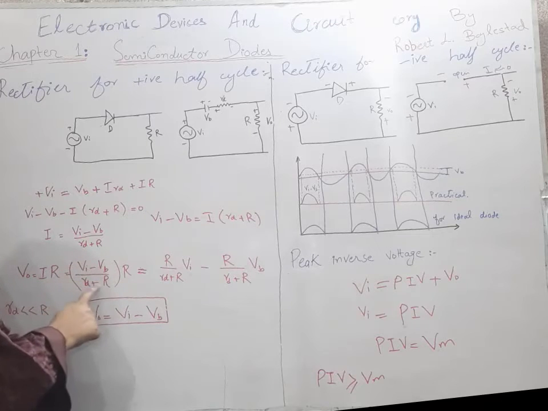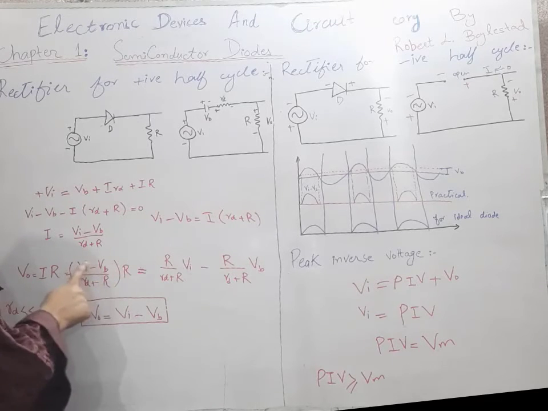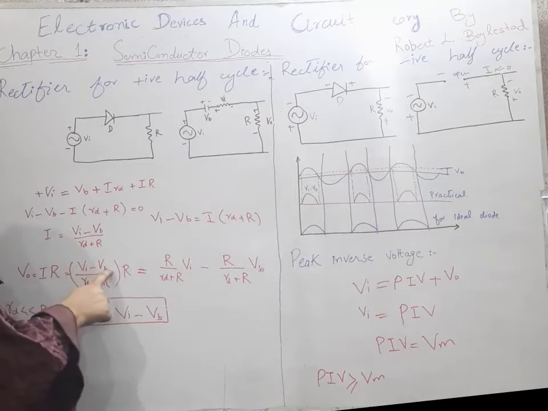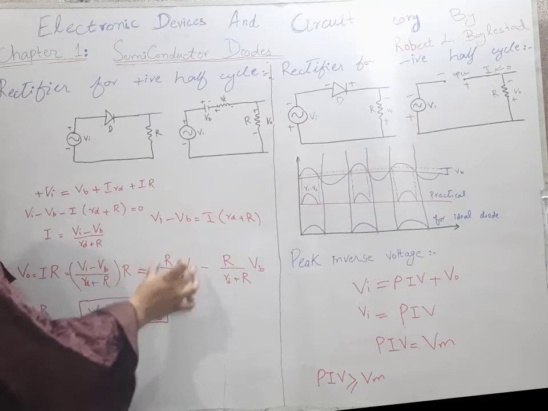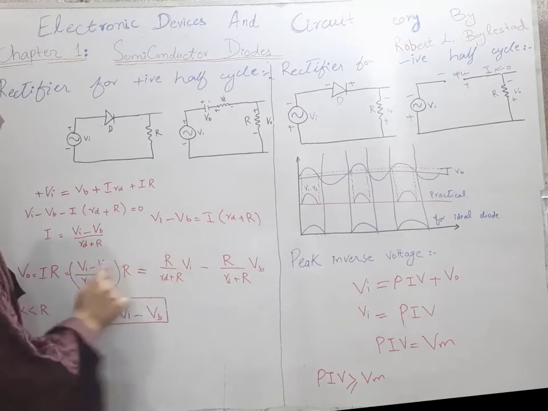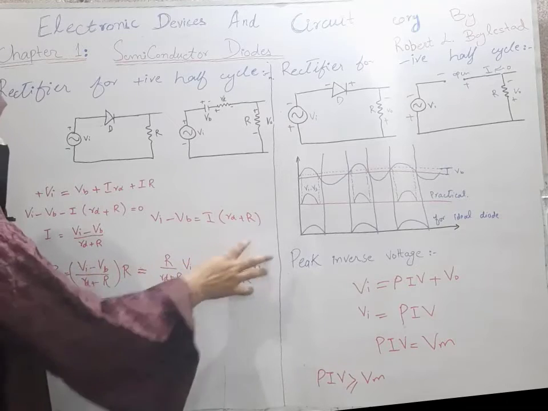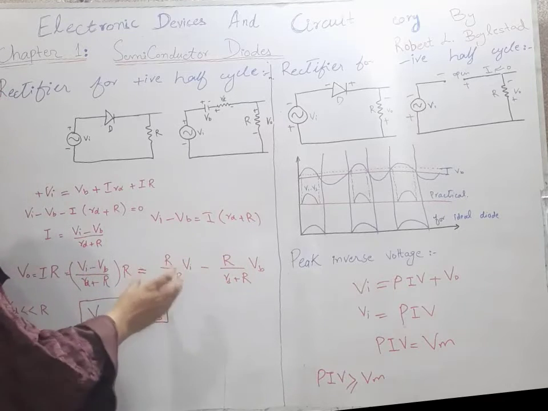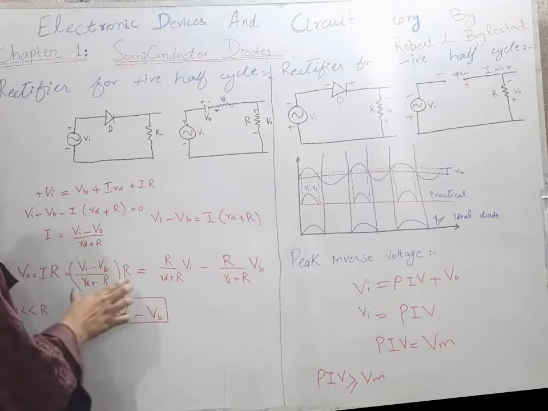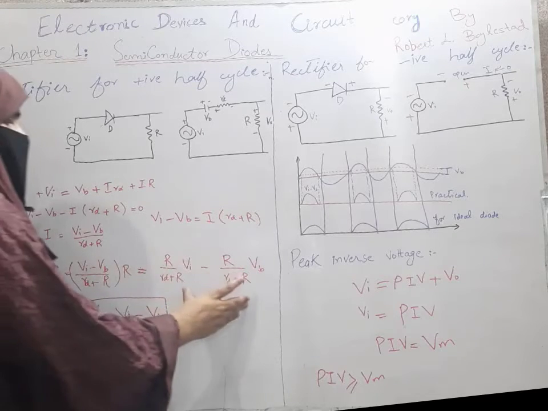R over Rd plus R times Vi. This R is multiplied by this Vi and Vb. So this is R by Rd plus R times Vi, minus R by Rd plus R times Vb. We have written our equation into fractions.